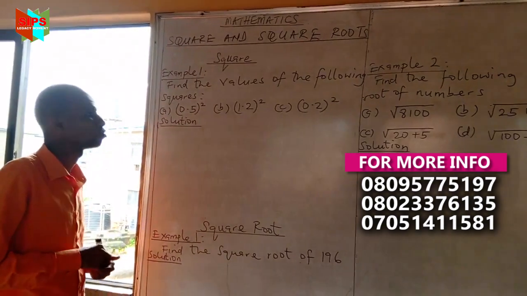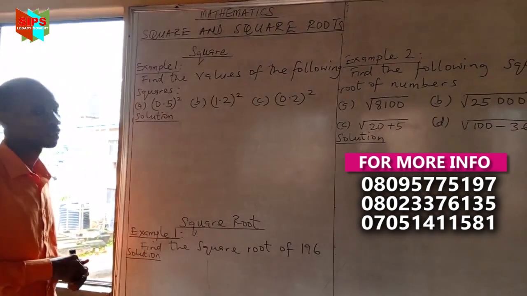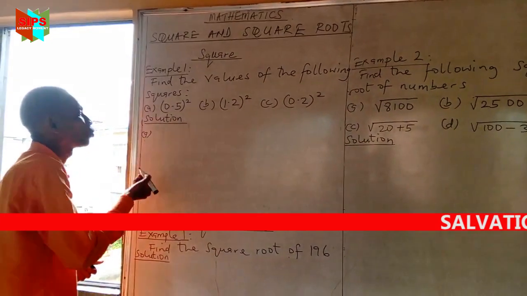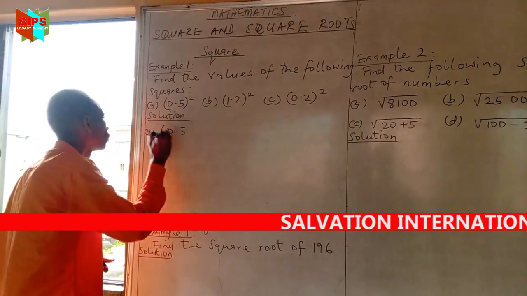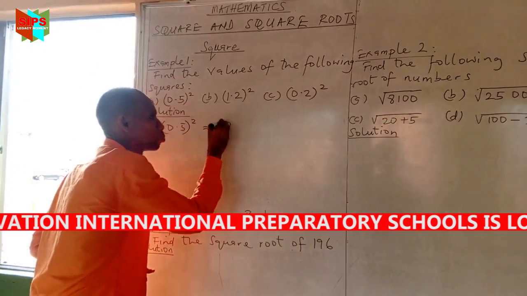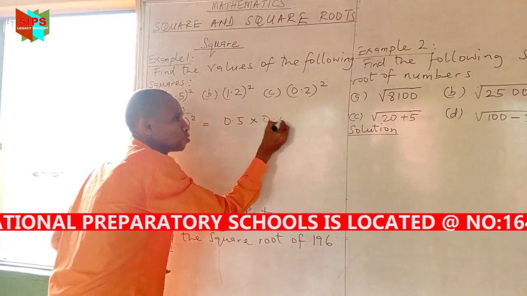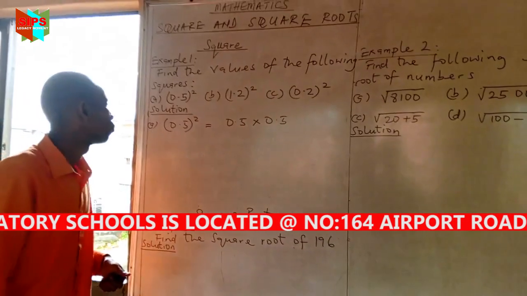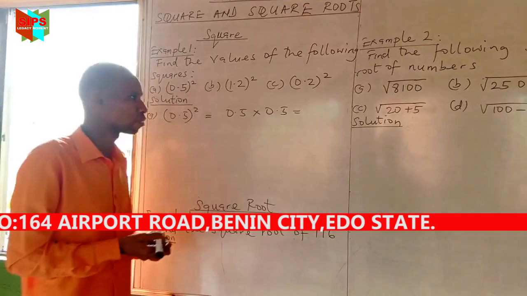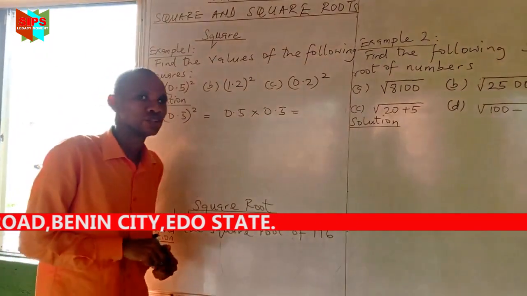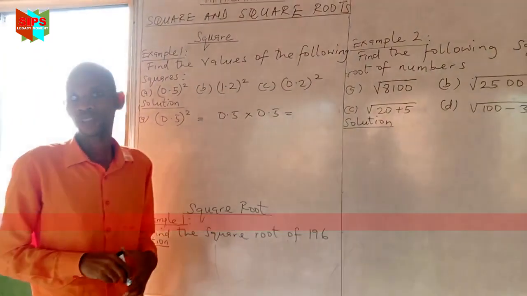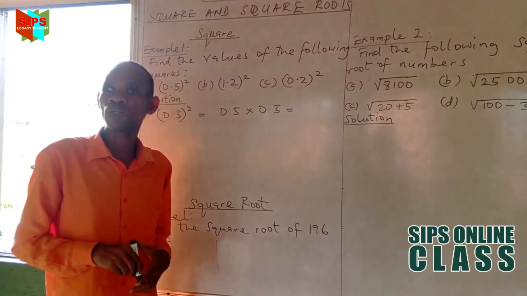A, 0.5 in brackets, and after that bracket, you have the square. The solution: 0.5 squared means 0.5 times 0.5. You multiply twice. 5 times 5 will give us 25. Since we are using hand instead of calculator, because at the junior secondary level in SIPS, you all know we normally make use of hand.